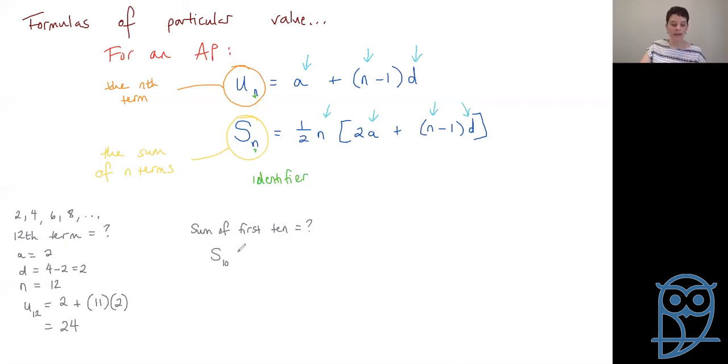So S10 equals 1/2 times 10, 1/2 times n, 2a is 2, plus n minus 1. 10 minus 1 is 9, times d is 2. So you can see we've got a whole lot of numbers. We can just evaluate. So we have 5 times 2 times 2 is 4, plus 9 times 2 is 18. So 5 times 4 plus 18, so 5 times 22 is 110.